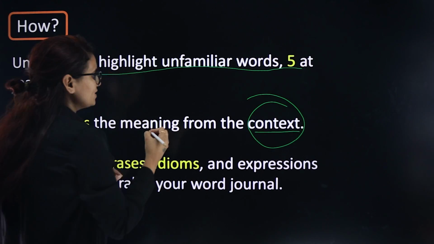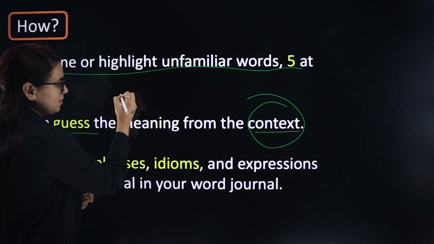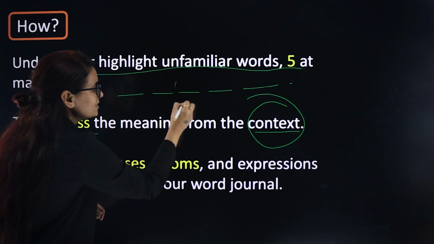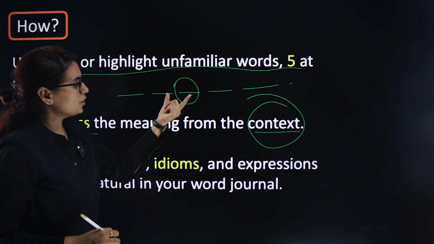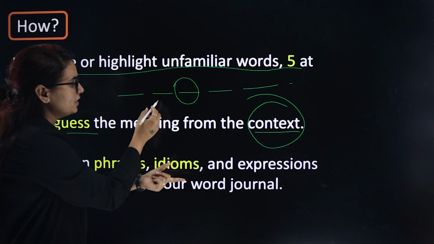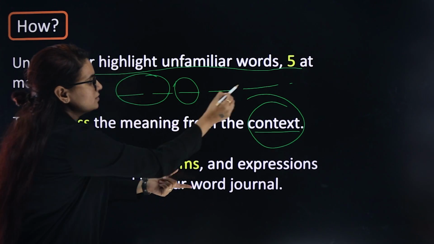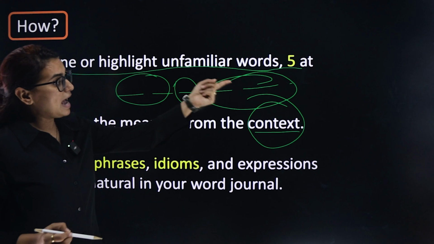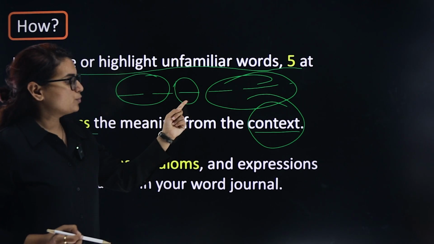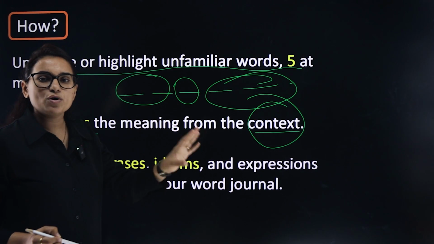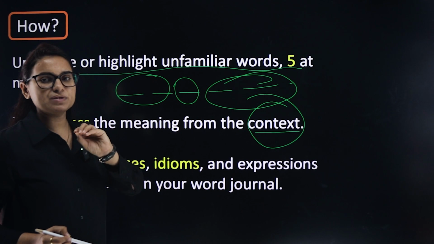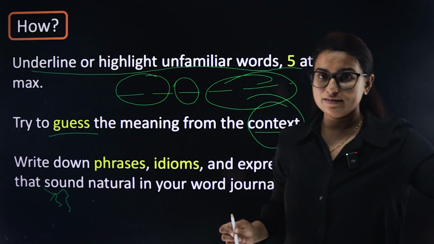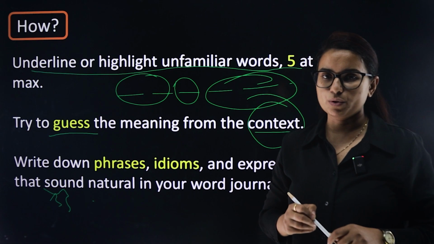Because all the words are written in a sentence. Let's say I have a sentence like this. This is the unfamiliar word. In order to understand this unfamiliar word, I have to understand what the writer is trying to say in this sentence. From that understanding, I will know the meaning of this word approximately. It might not be 100% correct, but you will get an understanding that the writer is trying to say this. So this is the meaning of this word.